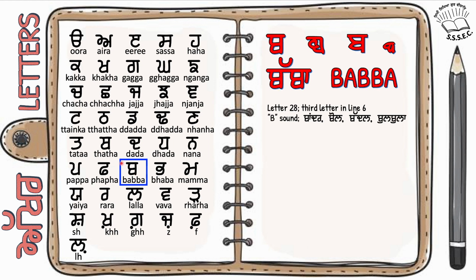So line 6, letter 3 is baba. Bit like the letter B in English. And baba, when you write it, it is almost like a mirror image of ura without the line above the horizontal line. So it's a bit like a mirror image of ura. When you start writing it, it's like you're writing a mirror image of the letter 3, then you go back up, and then you come back down for the tail.